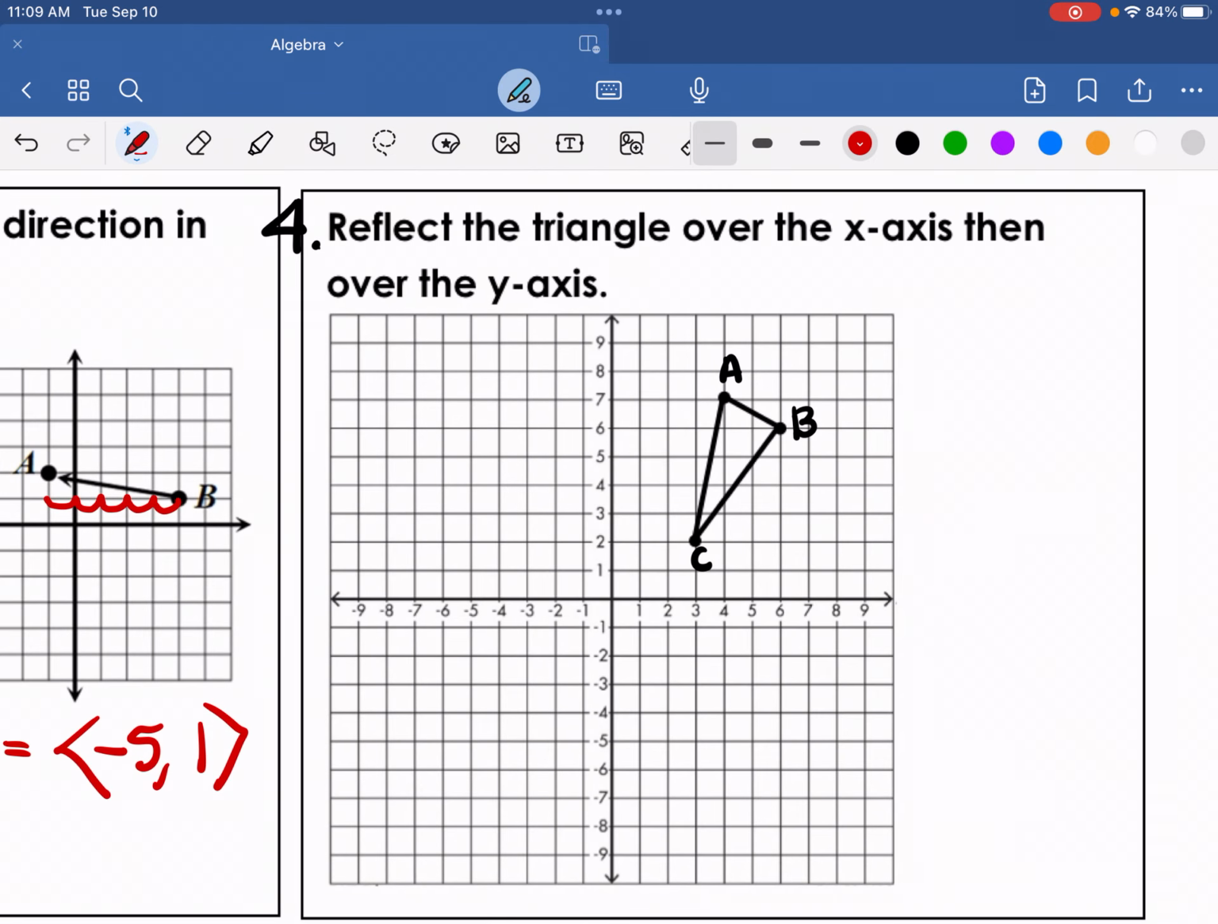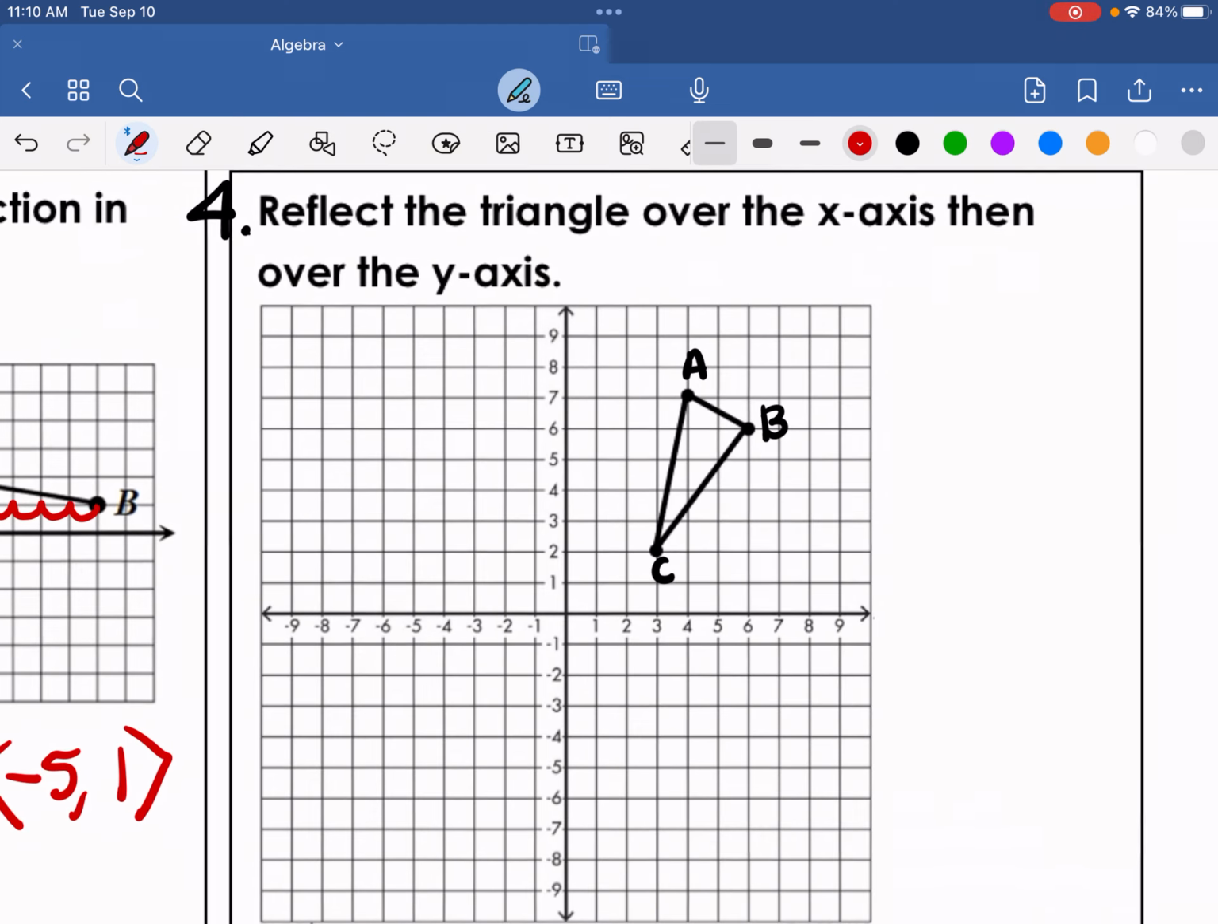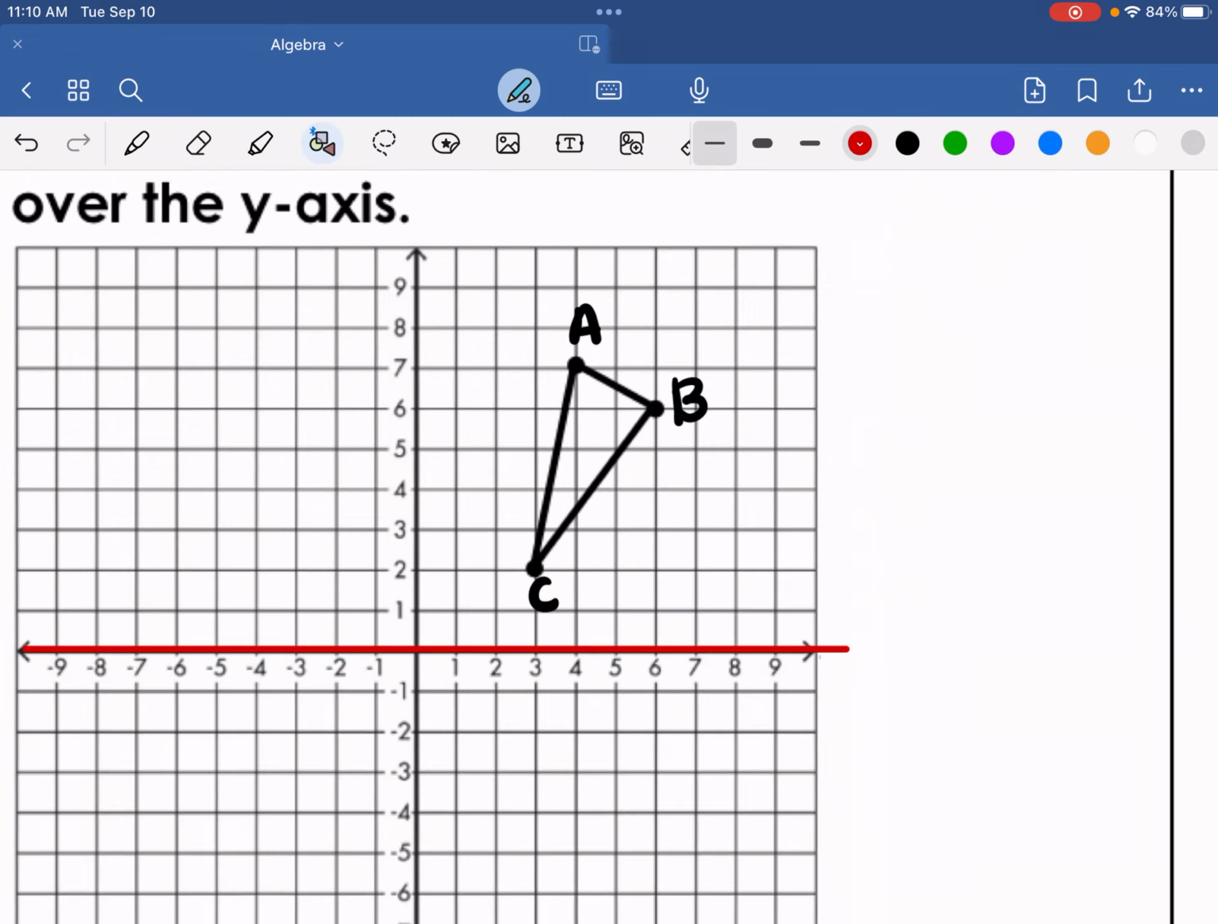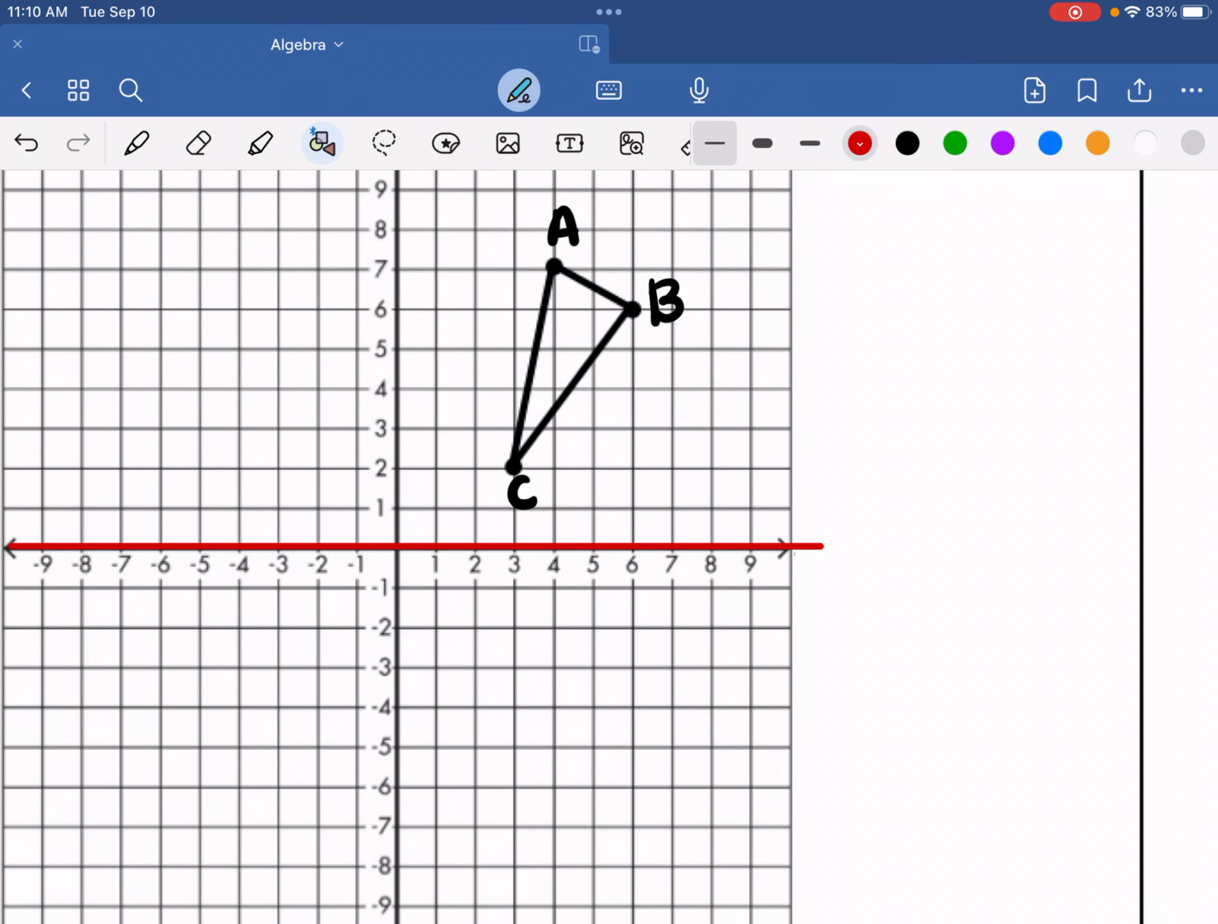Okay, reflect the triangle over the x-axis and then over the y-axis. So I wanted you guys to see both. First, over the x-axis. If we reflect over the x-axis, that means, here's my x-axis, the shape is going to go from the top to the bottom.